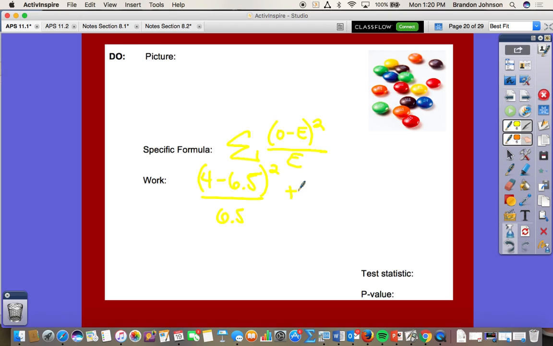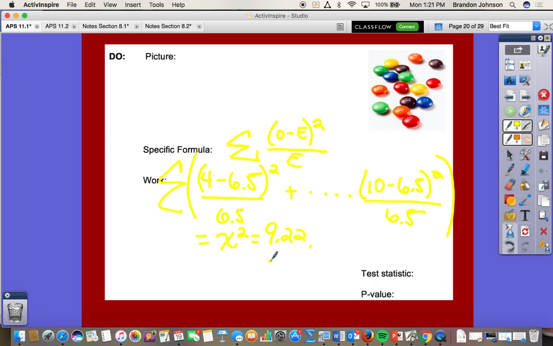We would then add, and this is how they want it, dot dot dot, and then we could just simply put the last one there. So the last one was the red, which would be 10 minus 6.5 squared, divided by 6.5. That just says all the ones in between were added. That just shows work there. And then on the calculator, when I take the sum of all of these values, that is going to equal my chi-square value of 9.22. Does that make sense on what's expected?